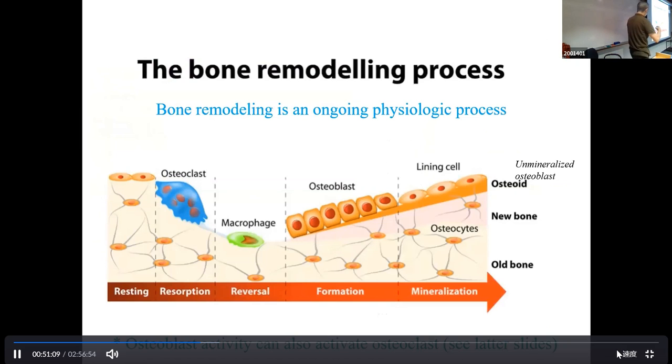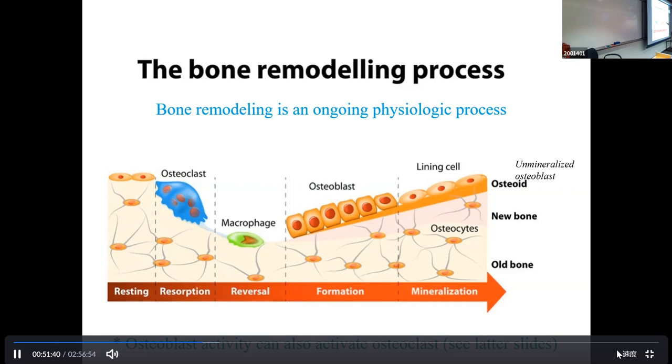Now, remember, I said there are two opposing processes. One is laying down of the bone material. The other one is breaking down of the bone material. This happens all the time, whether you are a baby or an old person. But the relative rate will be different.